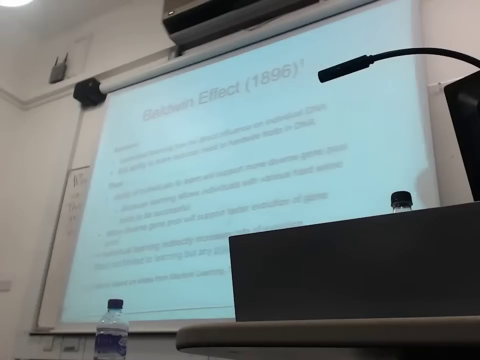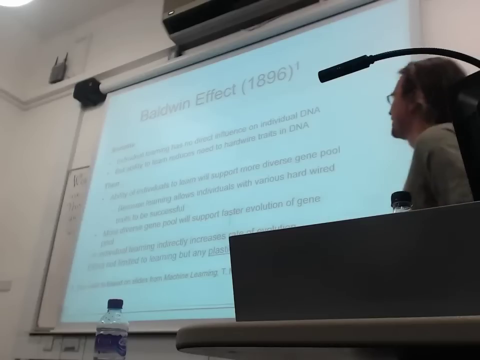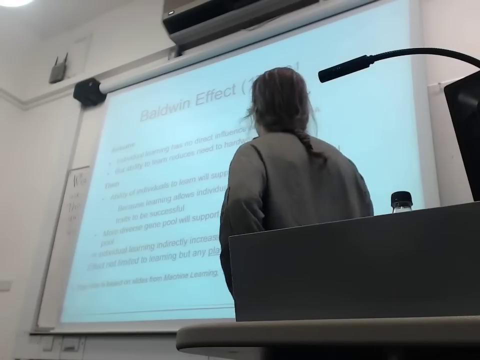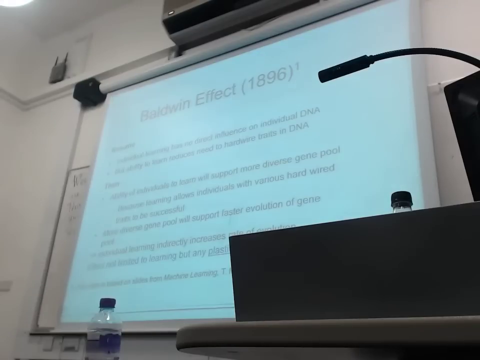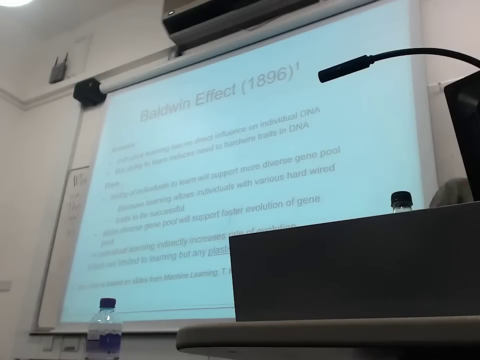So, the Baldwin effect, proposed in 1896, even though it wouldn't have been DNA, but it would have been. So the idea is, assume that individual learning, for instance, like stretching a neck, doesn't have any direct influence on the individual's genetic makeup. But the ability to learn then reduces the need to have this as a hardwired trait. I.e., I don't necessarily need a trait for avoiding cars if I can learn to avoid cars.